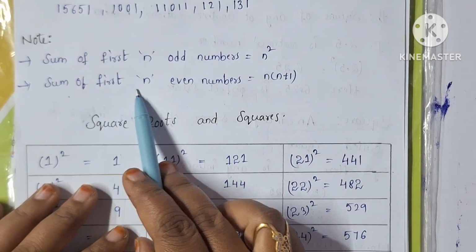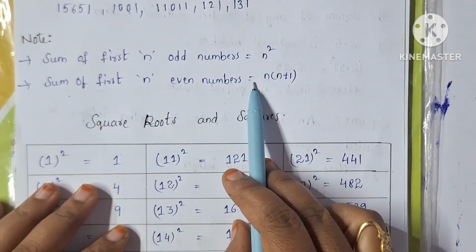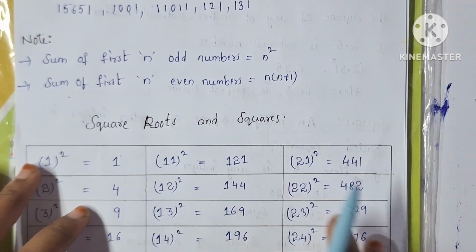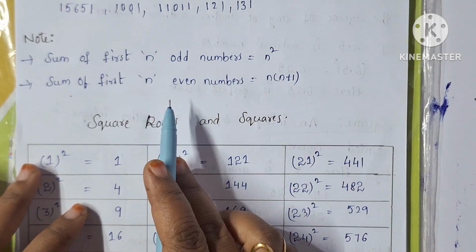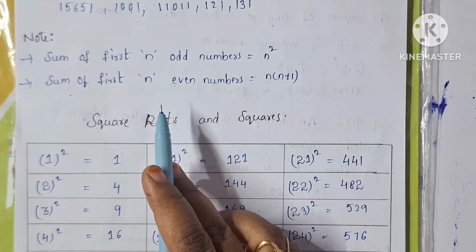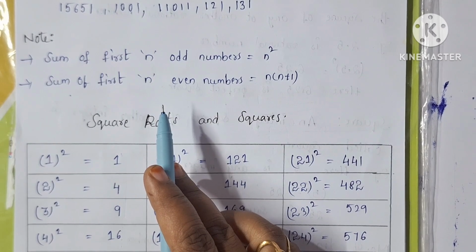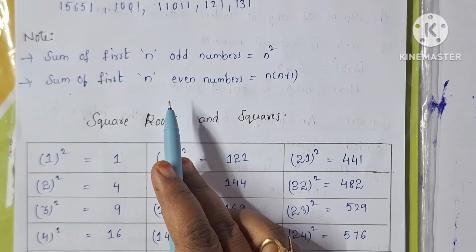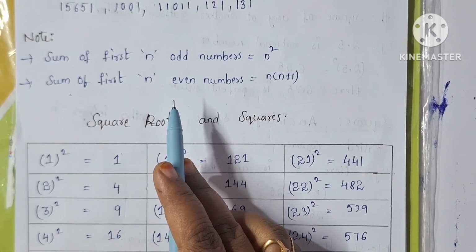Similarly, the sum of the first n even numbers is n into n plus 1. Okay, I hope you understand these formulas. Even if you don't understand them, in the exercise we are going to solve problems. There you can understand very easily. The problems are very easy.